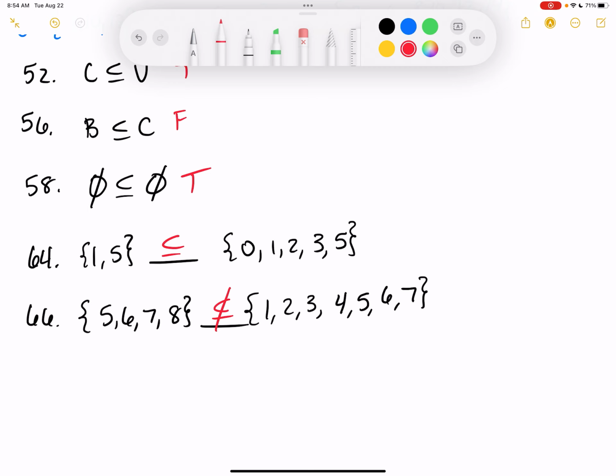Any questions about subset? I feel like that typically ends up being the part that people understand the least out of this section. You're okay with that? All right.